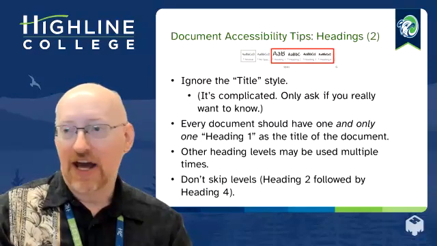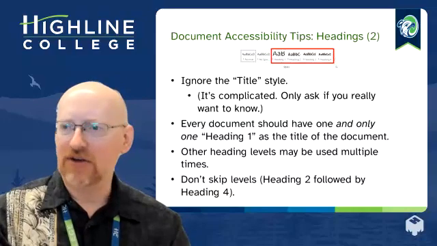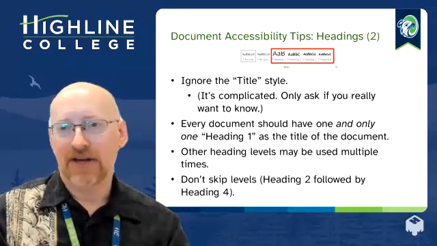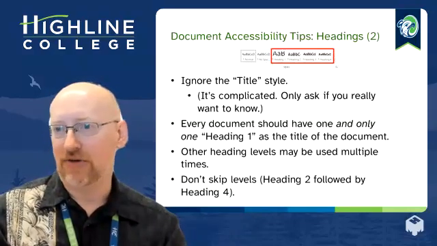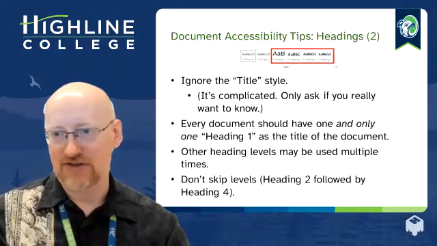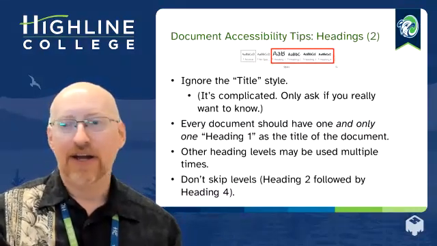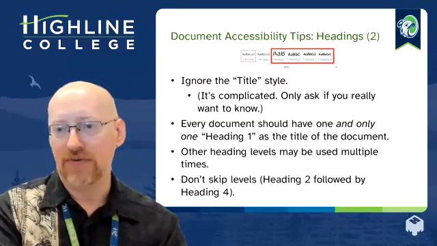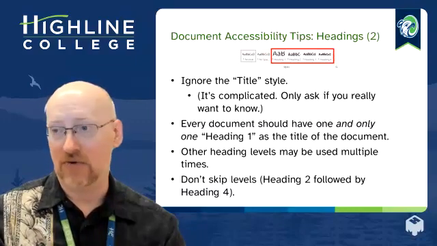Every document should have one, and we recommend only one, Heading 1 style. Use that for the title of your document. And then throughout the rest of the document, just create it as an outline. Other heading levels may be used multiple times, so you can have multiple Heading 2s, Heading 3s, Heading 4s, just as in any outline. We just ask that you don't skip levels. If you have a Heading 2, make sure that your next level is a Heading 3 and you're not skipping to Heading level 4.